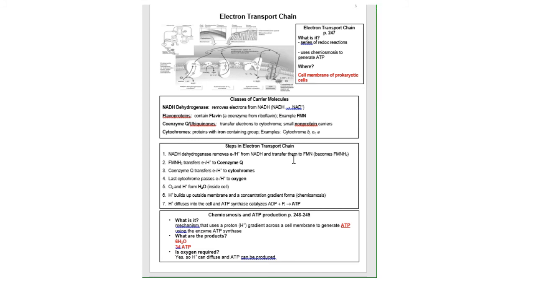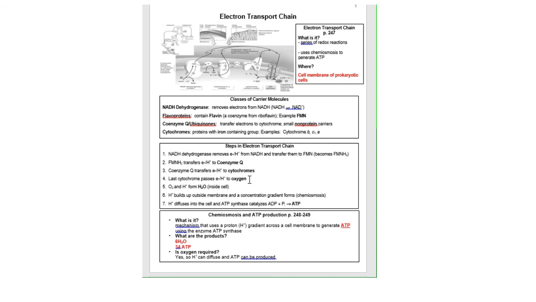So each of those NADHs is going to enter the inside of that cytoplasm and be stripped of its protons and passed along the chain. Next, FMNH2, which was just produced in step 1, transfers its electrons to coenzyme Q. Again, this is a baton, kind of a relay race. We're just passing them from one to the next. From coenzyme Q, they are transferred to cytochromes, and from cytochromes, we're transferring the electrons to oxygen.